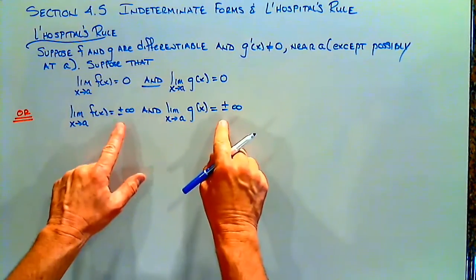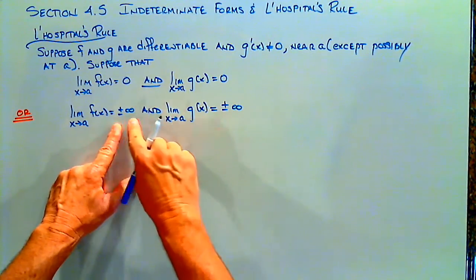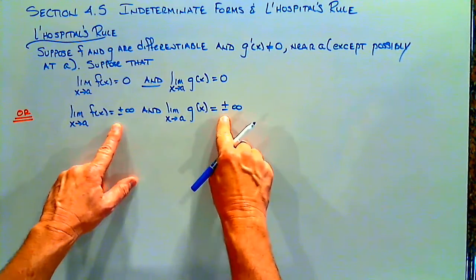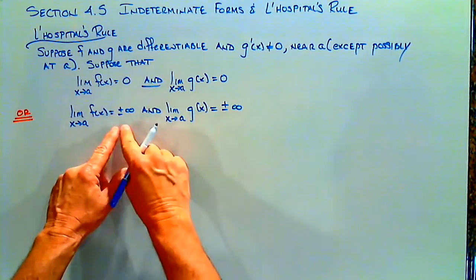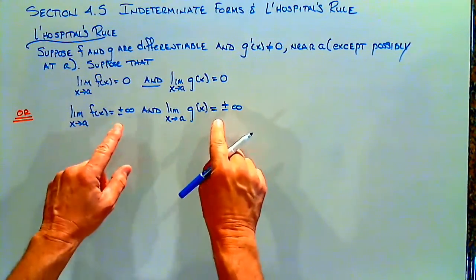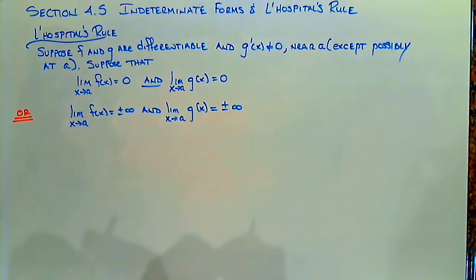We're absolutely fine. That's okay. If f of x is negative infinity and g of x is positive infinity, we're all right. We do not have to match plus infinity with plus infinity. Okay, I just want to make sure everybody's clear on that.